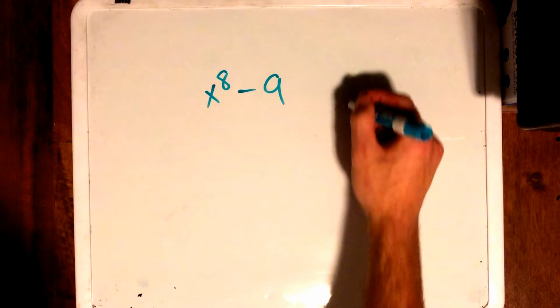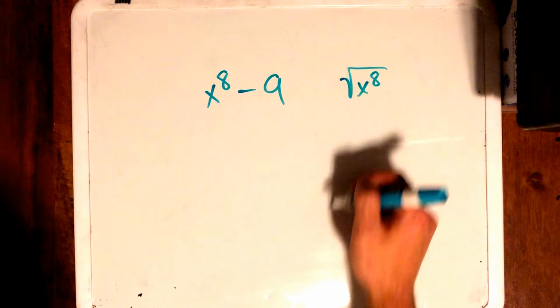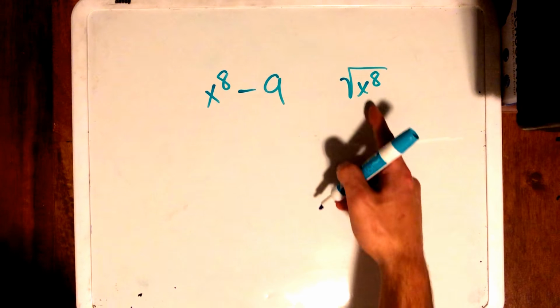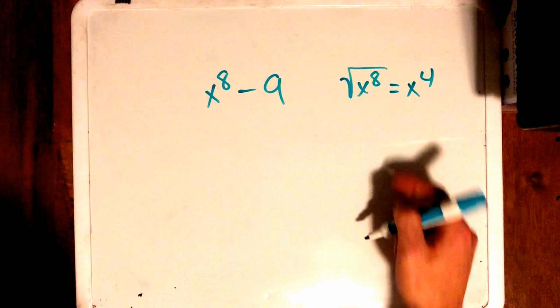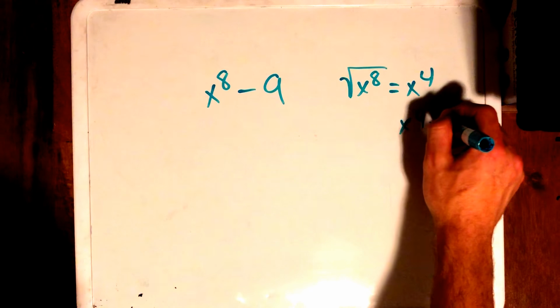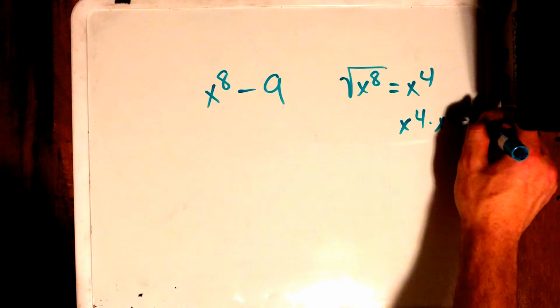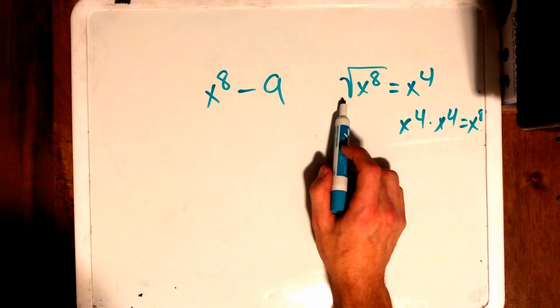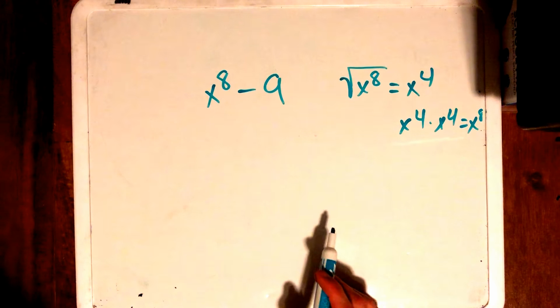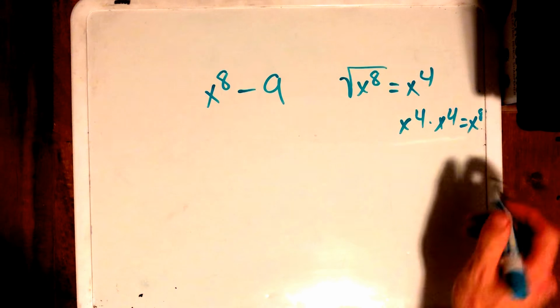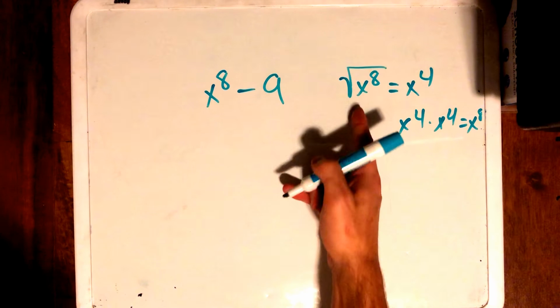The first thing I'm going to do is take the square root of my first term, x to the 8th. Well, the square root of x to the 8th is x to the 4th. That's because x to the 4th times x to the 4th is equal to x to the 8th. And remember, square root is trying to find what we can multiply by itself to get what's in here. And that is an 8. I know I ran out of room. So that's our first term.